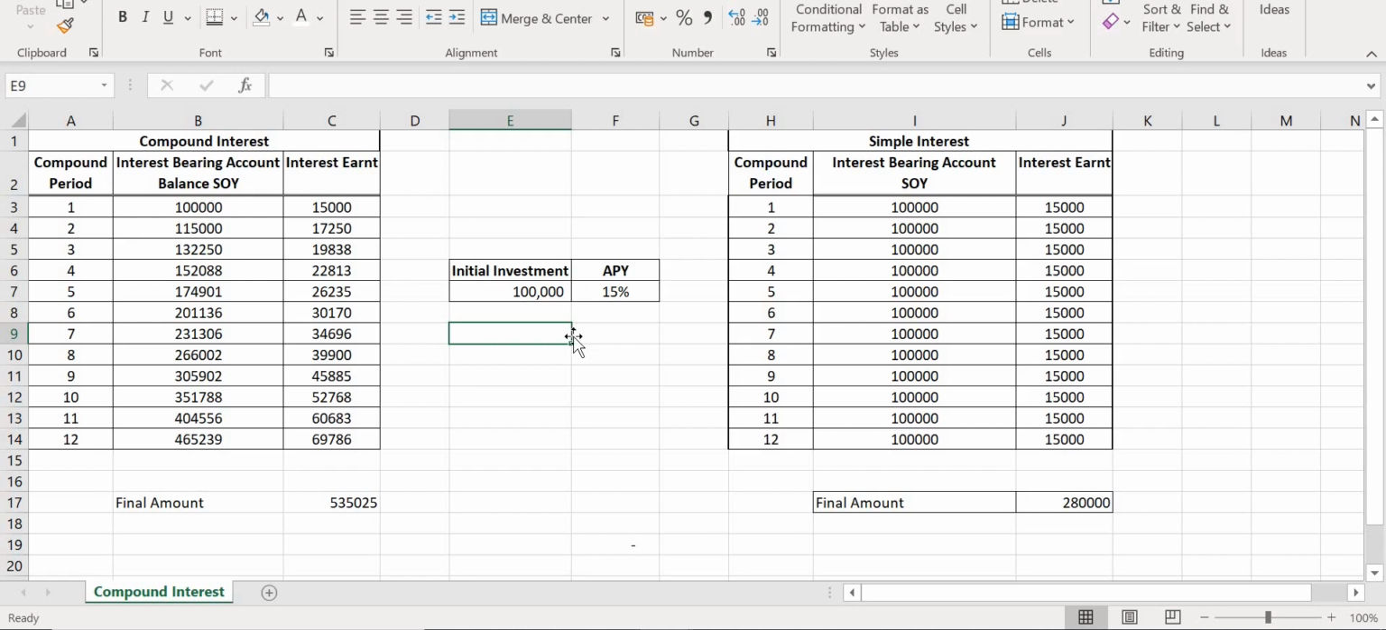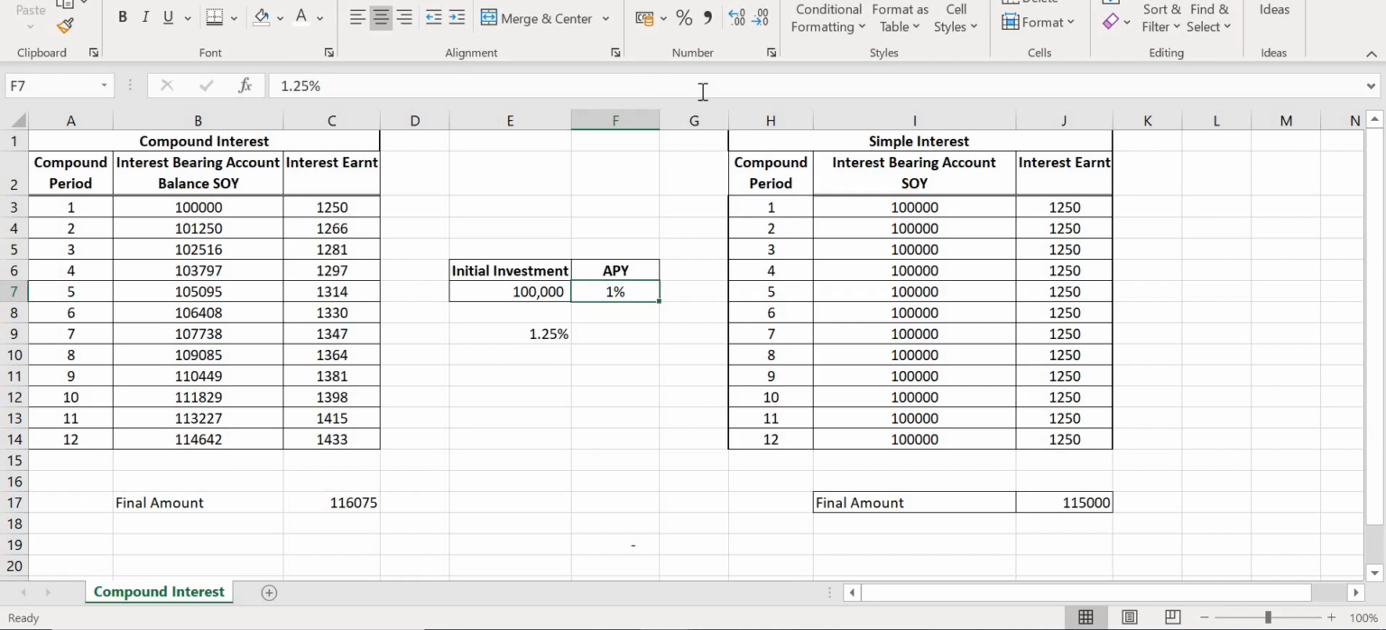So what I need to do is convert that 15% APY into a monthly equivalent. So we're going to take that and divide it by 12. And that gives us 1.25%. So that means the equivalent is 1.25% monthly. So we should turn that into 1.25%. There we go, and to make sure that we can see that, there we go.